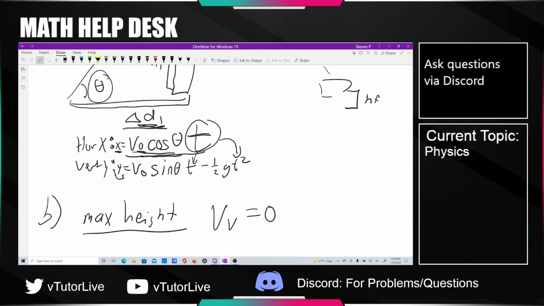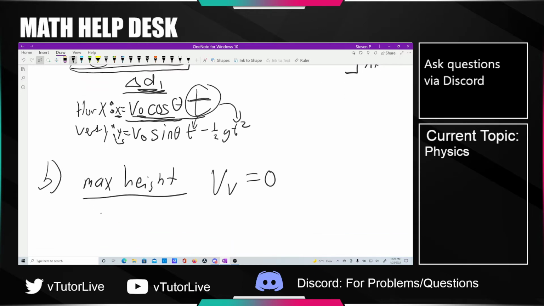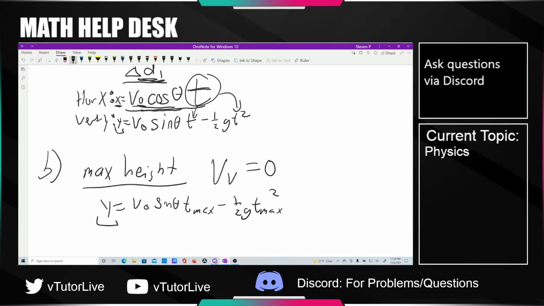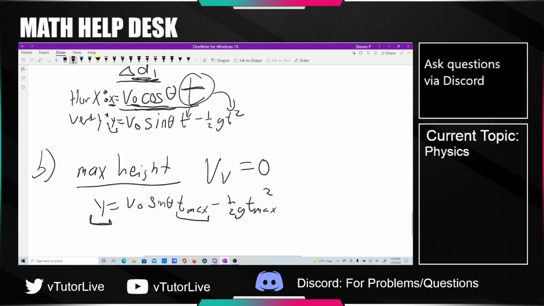So basically, we're going to reuse this thing right here, but y is equal to v naught sine theta t max minus 1/2 g t squared. We're basically trying to find, again, what y is. And to do that, first we need to find t max.